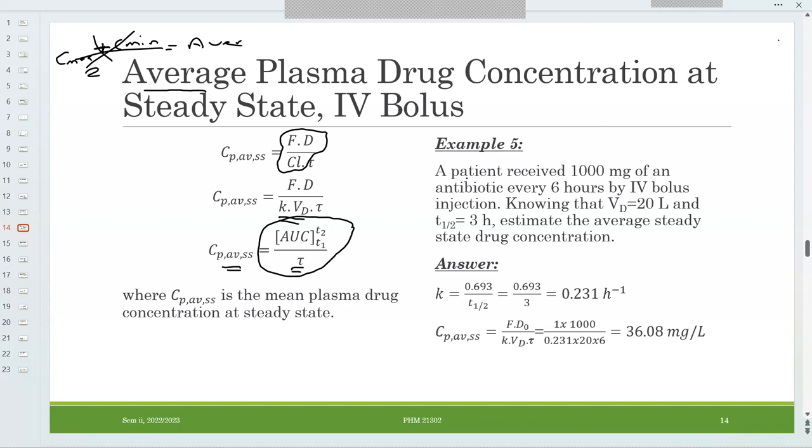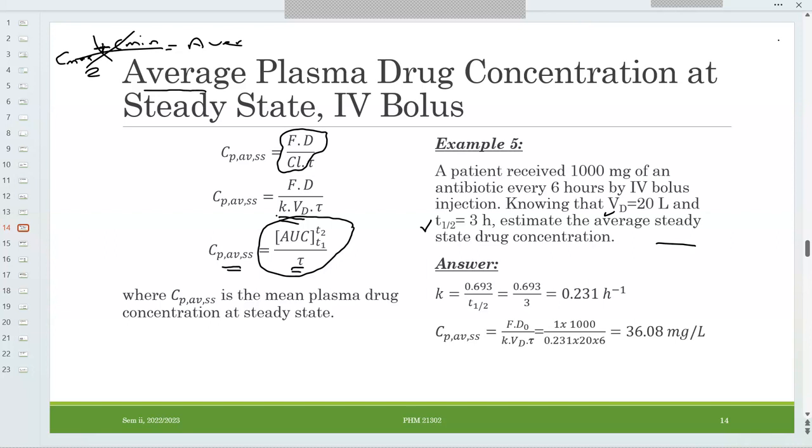As an example, let's practice. The problem here, or this example, a patient received a dose of 1000 milligram of antibiotic every 6 hours by IV bolus injection. Knowing that the volume of distribution is 20 liters and T half is 3 hours, estimate the average steady state drug concentration. So we can calculate using one of these forms, depends on the data we have here. So the data we have here is T half and volume of distribution.